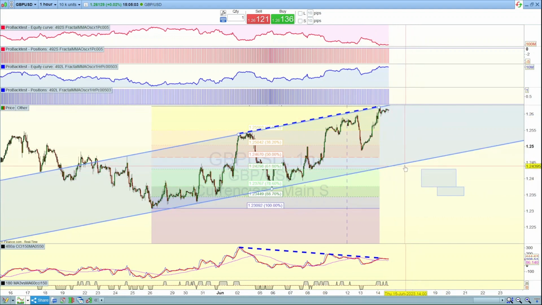So at the moment, we'll just keep an eye on it. This may continue higher in the short term, but as long as the CCI keeps breaking down, the price can go up, but it can also start breaking to the downside. So I'll see how that goes in the coming days.